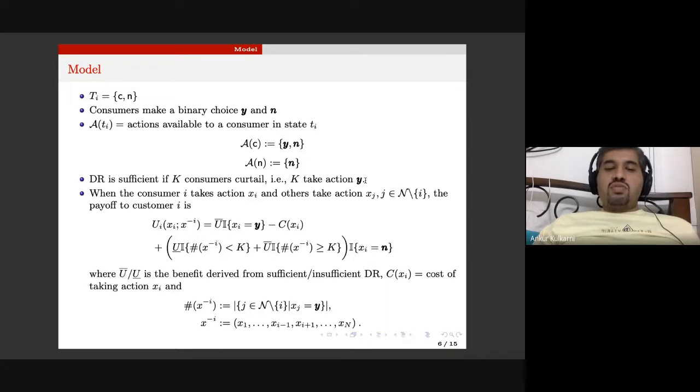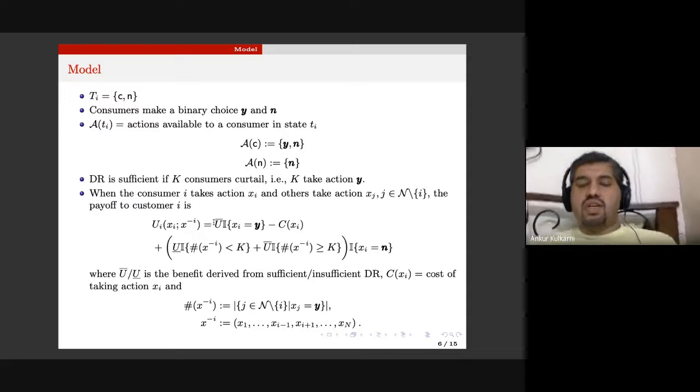Now, when a consumer i takes action xi and others take action xj, the payoff that consumer i gets is given by this particular expression. Now this expression looks a little complicated, but it's very simple actually. The consumer faces a certain cost of taking that action, that's C of xi. Now if he says yes, he's going to get u upper bar, that's the benefit that he would get from sufficient DR.